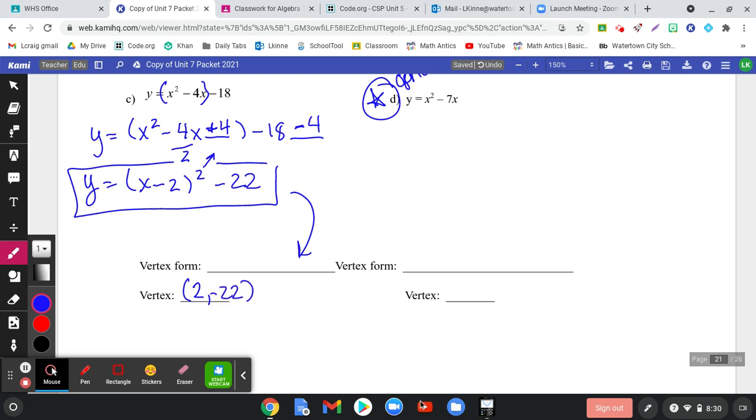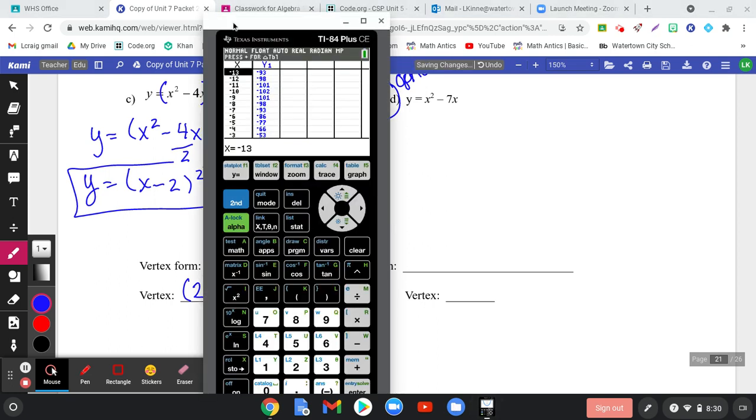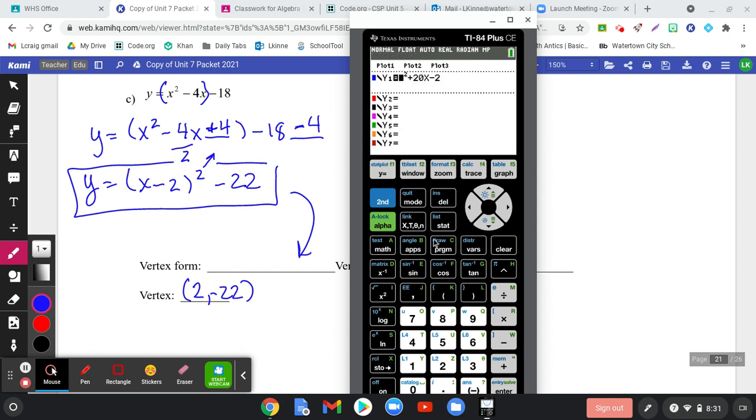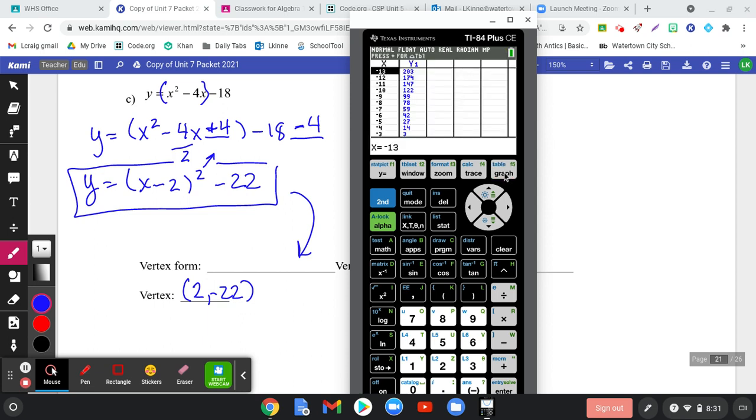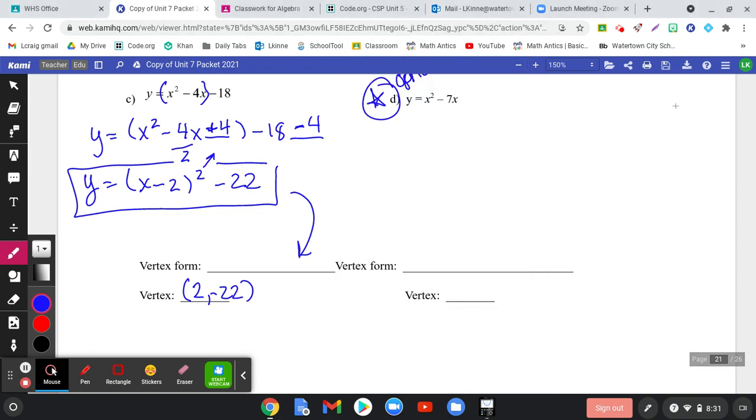And let's take a look in the calculator to be sure. Type in the original. Y equals x squared minus 4x minus 18. There it is, right in the center. See, everything else has a match. 2, -22.